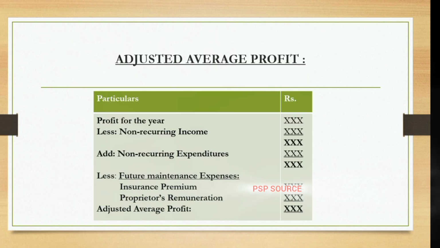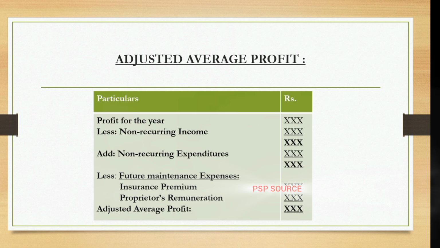Next, before moving to the third sum, we have to know the adjusted average profit format. Adjusted average profit is preferred when we have additional figures like non-recurring income, non-recurring expenses, maintenance expenses, and so on. In the format, we start with profit for the year and add non-recurring expenses, then deduct non-recurring income and also subtract future maintenance expenses like insurance premium, remuneration, and so on, to get adjusted average profit.